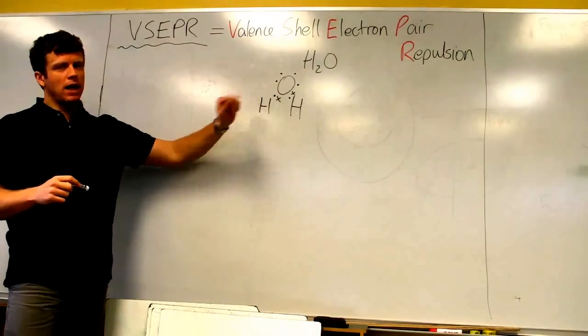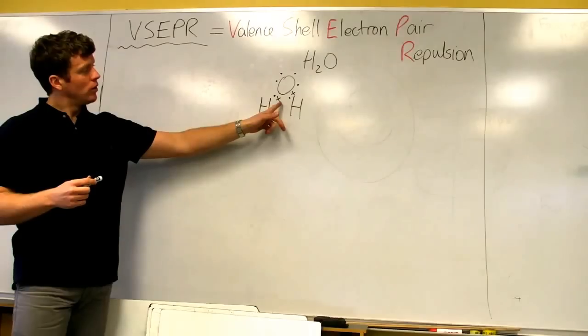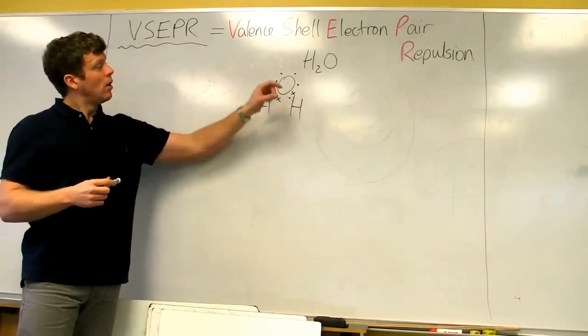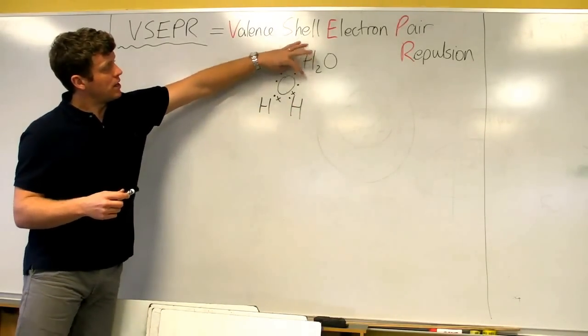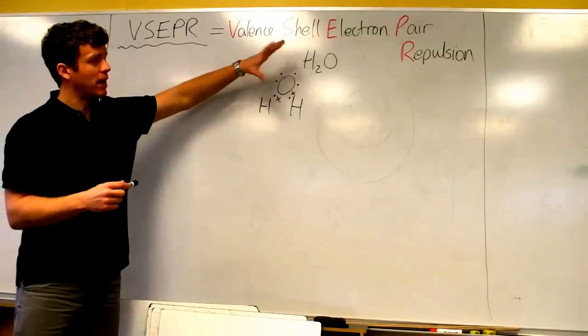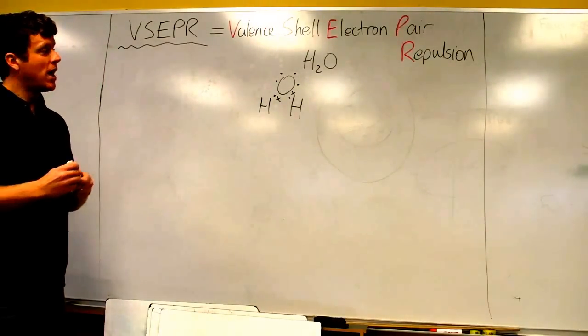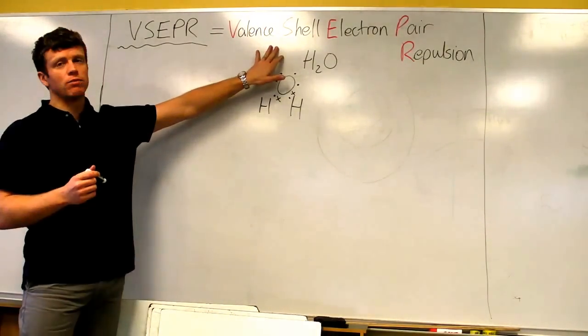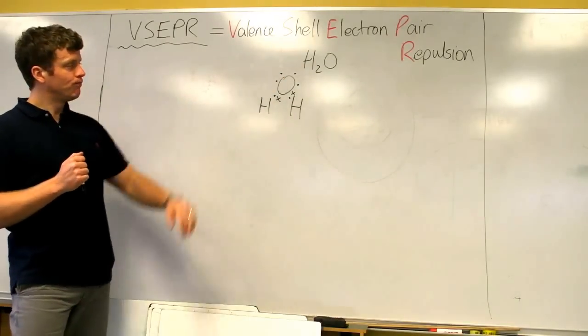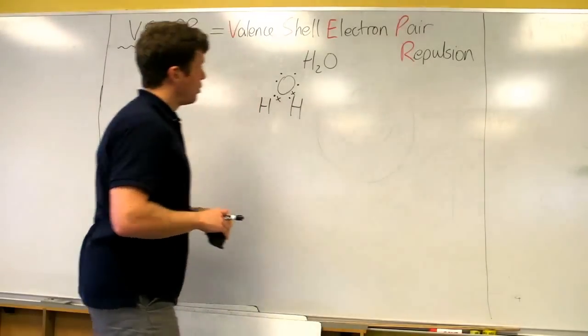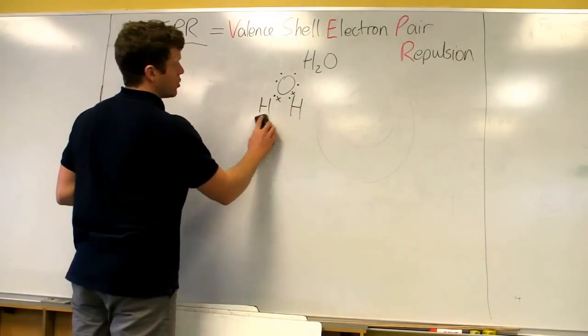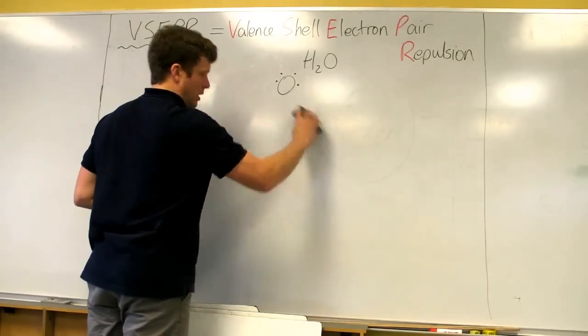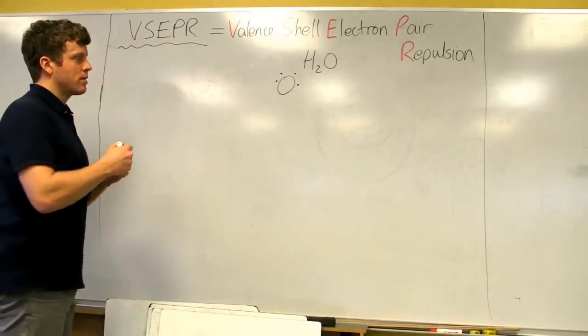But the question is, why did I arrange it like this? Why did I draw the 2 hydrogens next to each other, and why did I draw these electrons just up here? Why did I arrange it that way? Well, to answer that, we need to talk about VSEPR theory. And I'm going to redraw this oxygen slightly using the line diagrams.